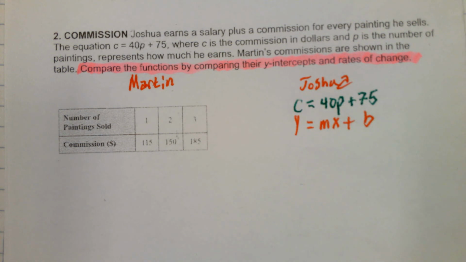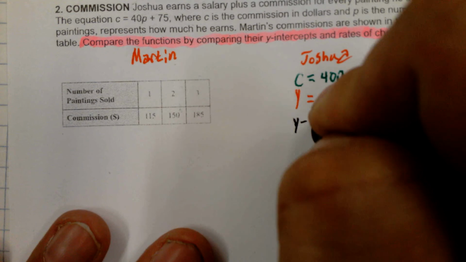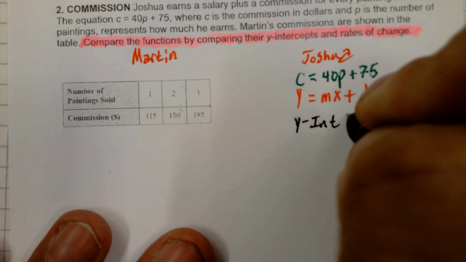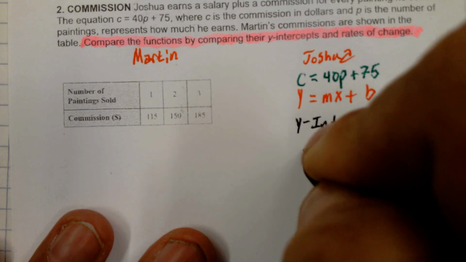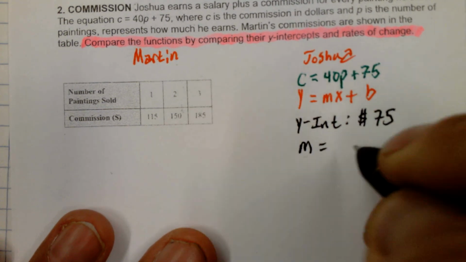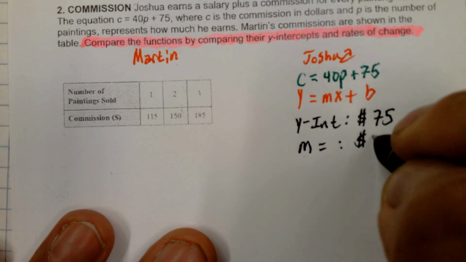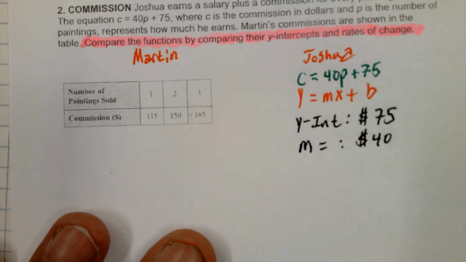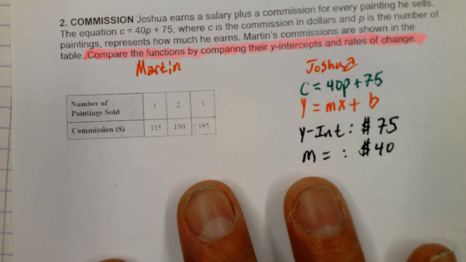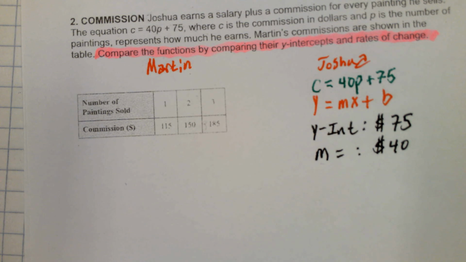So we can write that down. Basically we've got a y-intercept of $75 and a rate or slope of $40. Okay? We have to find the same thing for Martin from the table though. So we'll write it up right now.